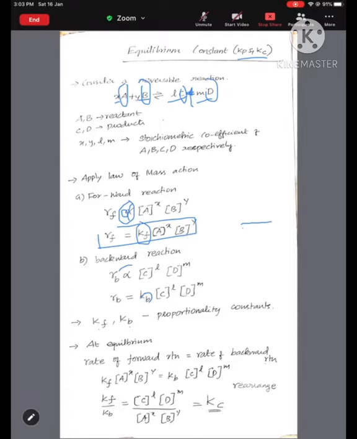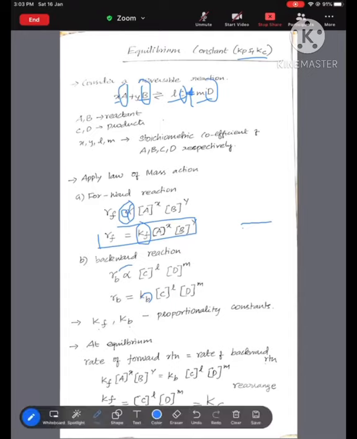So at equilibrium, what happens? The rate of the forward reaction and that of the backward reaction are going to be equal. So RF is going to be RB. If LHS is equal to RHS, then you can write the expressions for the forward and backward rates on the left and right sides.